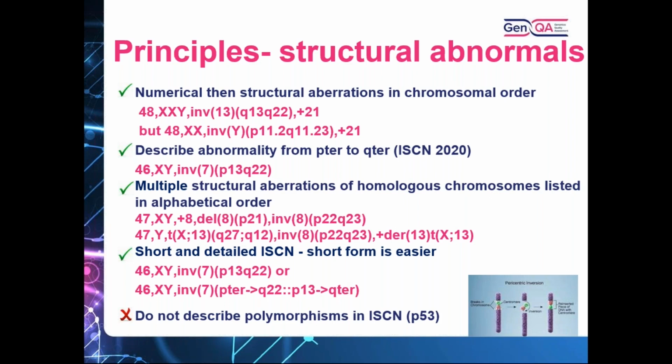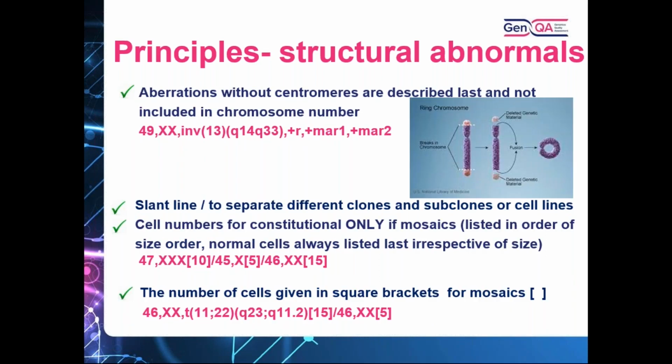One of the changes that we have actually specified in ISCN 2020 is not to describe polymorphisms in ISCN. As we are going on to more technologies and we're finding more and more normal variants, it seems inappropriate to be describing normal variations in the ISCN, because from a clinician's point of view and from a patient's point of view, they will perceive this as being an abnormality when in fact it's normal variation. So other principles in structural abnormalities.